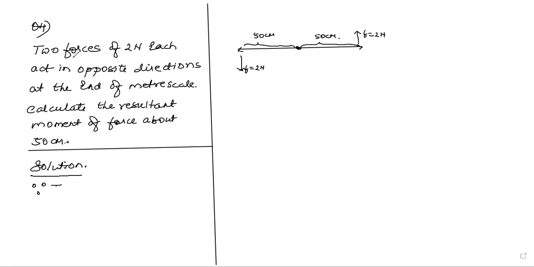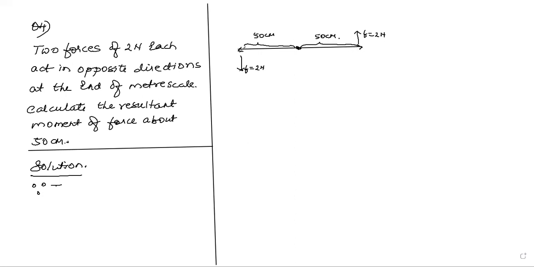Now, this is fairly a simple question, children. Two forces of 2 Newton each act in opposite direction. So purposely I draw a meter scale. The two forces I'm drawing are acting in opposite direction. You can see here, children, if one is acting in a downward direction, the other one is acting in an upward direction. They are equal, but they are acting in opposite direction.